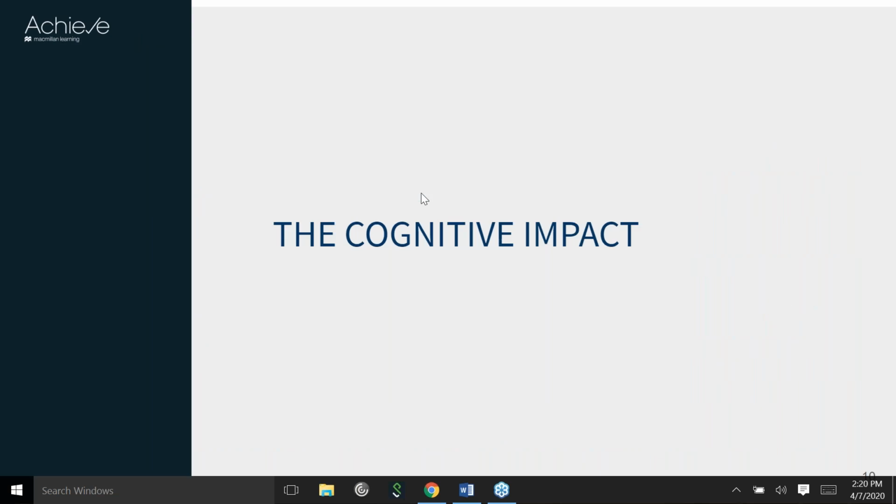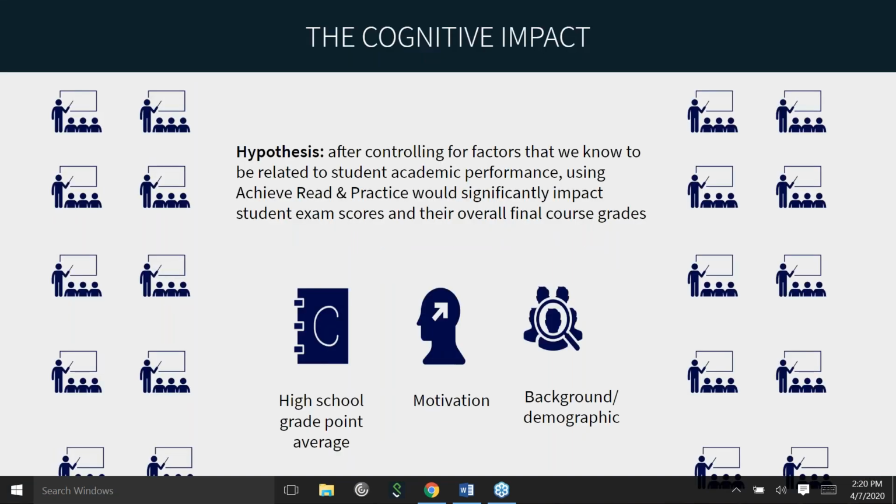So certainly we wanted to look at the cognitive impact, because we want to understand whether the use of this formative assessment tool was actually moving the needle in terms of summative academic performance. The way that we did this is that we wanted to compare the exam grades and final course grades of the students in the sections where Achieve, Read, and Practice was being used and in the sections where the control situation was being used. What we all know, though, is that we can't just look at those general comparisons.